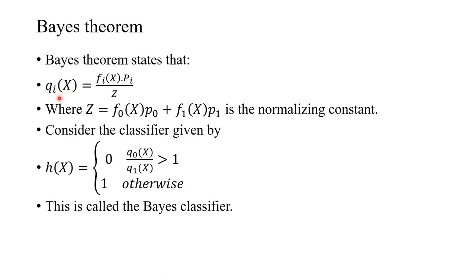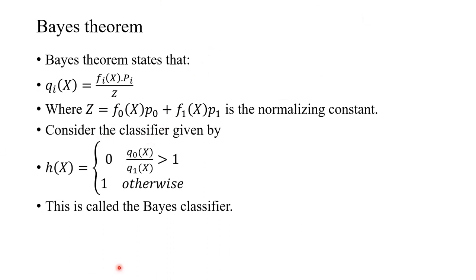Bayesian theorem states that qi of x, the posterior probability, is equal to fi of x, the probability density function, times pi, the prior probability, divided by the likelihood function Z. Z is equal to f0 of x p0 plus f1 of x p1. It's a normalizing constant, the likelihood function.